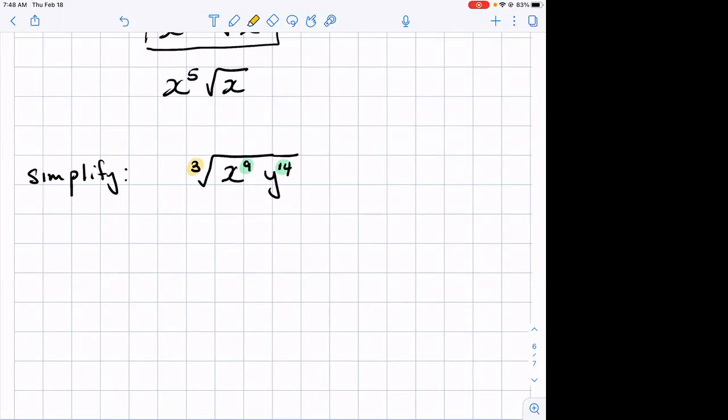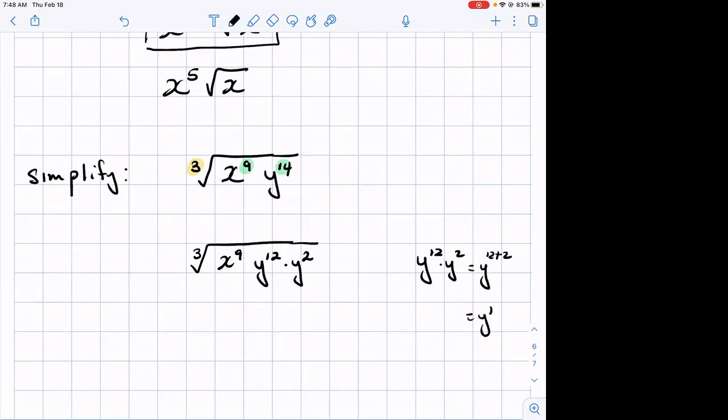We don't want to make it a 15 because then we end up at a negative power, okay? So we can say that this is the same as x to the 9th, we'll leave y to the 12th times y to the 2nd power, because 12 plus 2 is 14, right? y to the 12 times y squared is equal to y to the 12 plus 2, which is equal to y to the 14th.